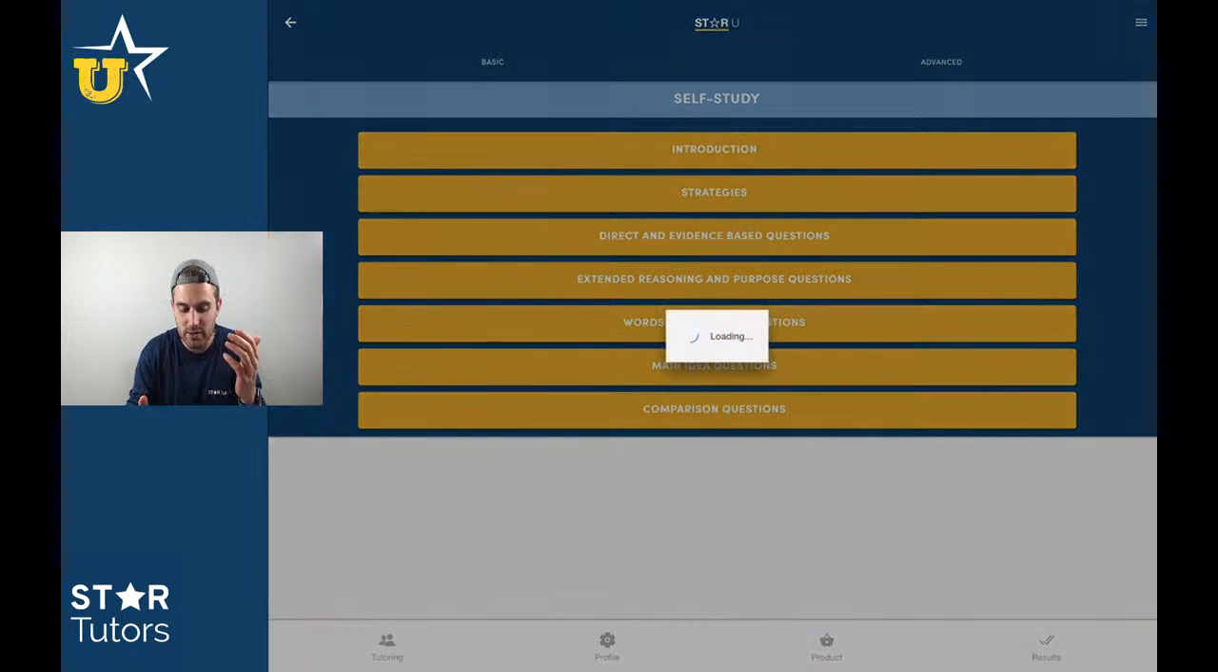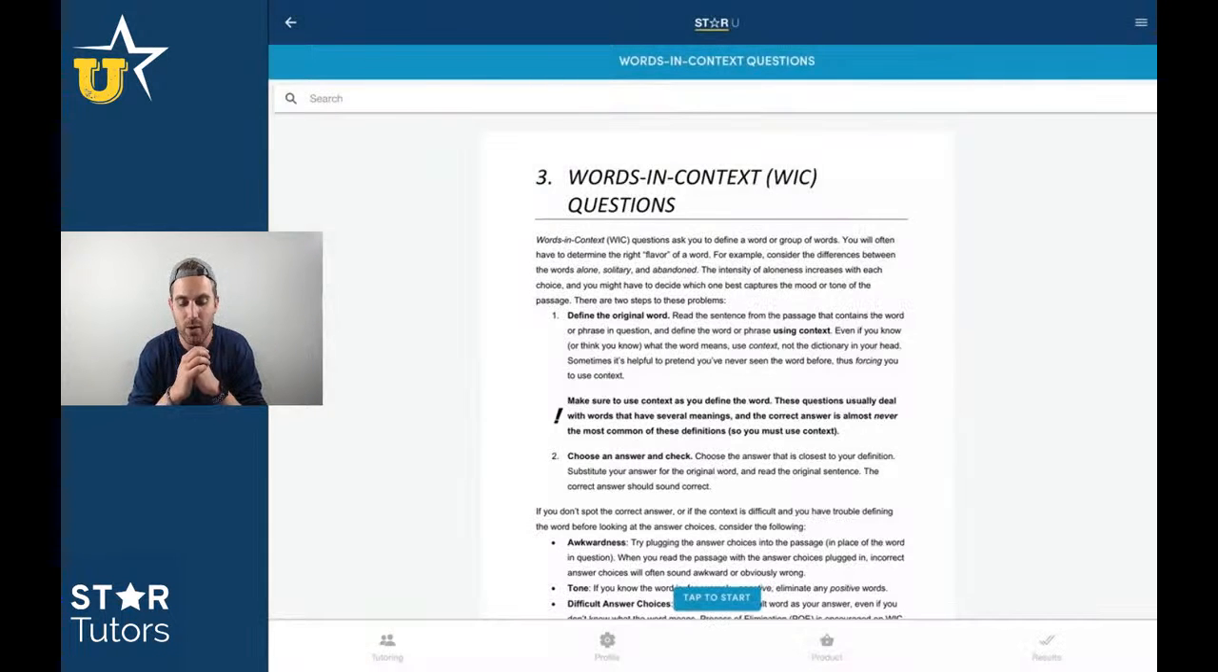You guys can click words in context. You can think about how our tutors approach this test and how we write about this and how you can look at each individual question on the exam.